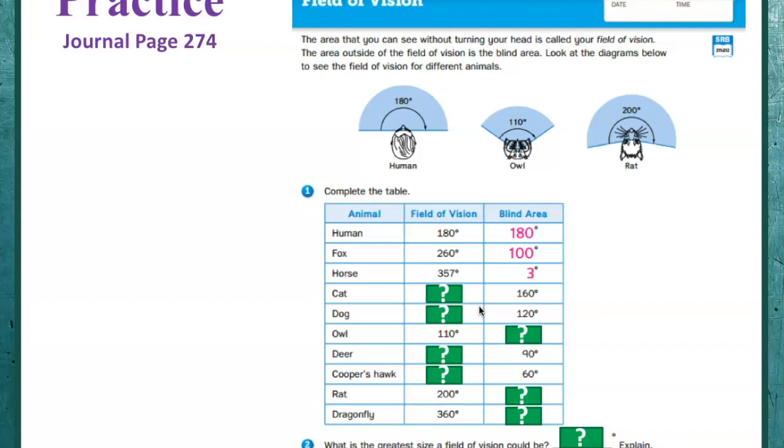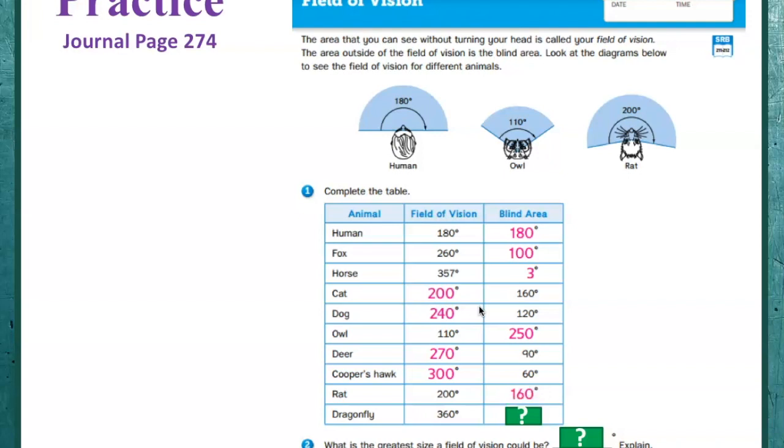So a cat can't see 160 degrees, but can see 200 degrees. A dog can't see 120 degrees, but can see 240 degrees. An owl can see 110 degrees, can't see 250 degrees. A deer can't see 90 degrees, but can see 270 degrees. A Cooper's hawk can't see 60 degrees, but can see 300 degrees. A rat can see 200 degrees, but can't see 160 degrees.